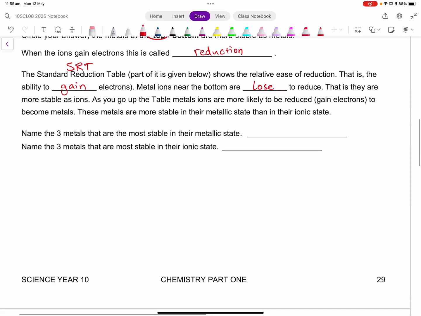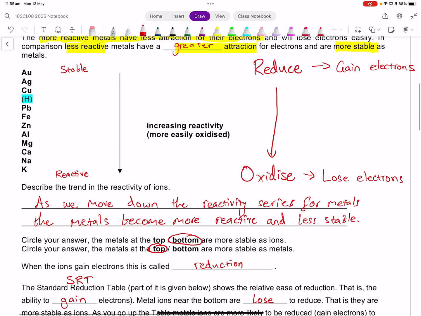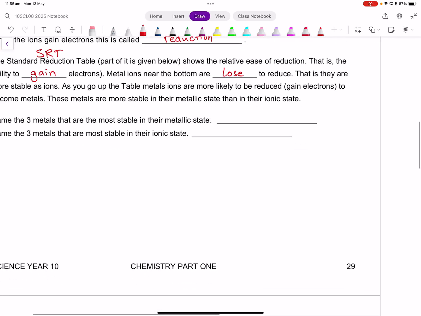Almost there. What are three metals that are most stable in their metal state? If we look at our list here, what are the top three that are the most stable as a metal? Number one, gold. Number two, silver. Number three, great, so let's write those together. So the three are gold, silver, and finally copper.